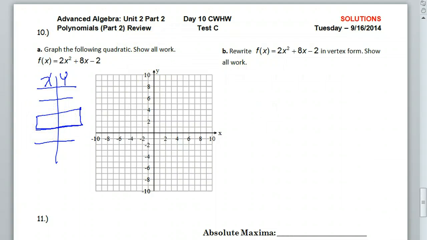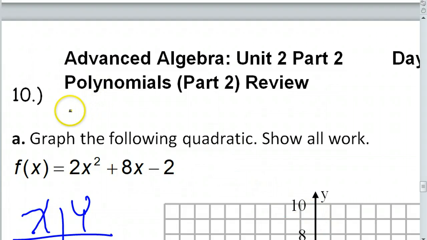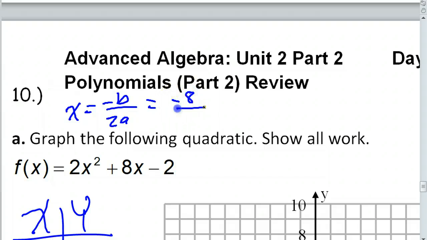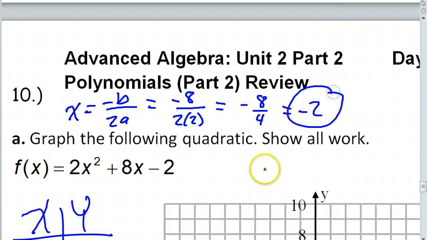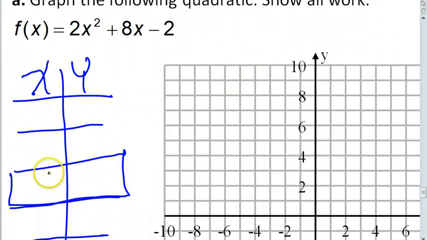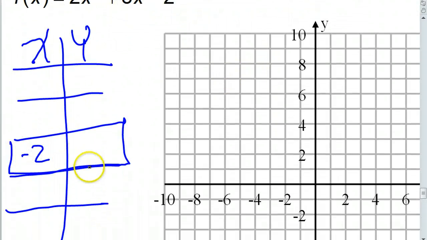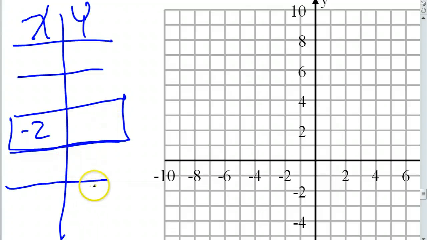So let me just zoom in real quick. If I do x equals opposite of b over 2a, that's going to give me the x value of the vertex. So in this case, opposite of b, that's negative 8 over 2 times 2. That's negative 8 over 4. That's negative 2. So that tells us to put negative 2 as the x value of the vertex, and then we go from there.